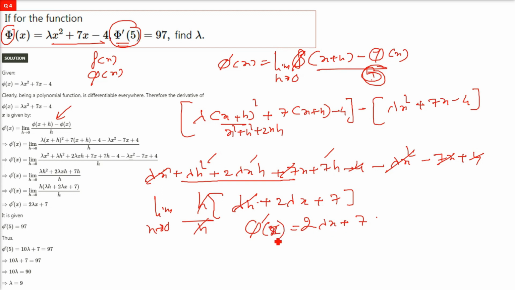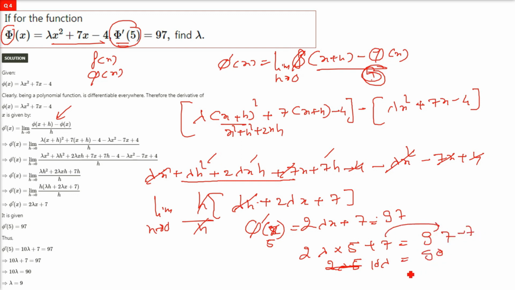So phi dash 5 is 2 into lambda, in place of x write 5, plus 7 is equal to 97. This is going to be 10 lambda plus 7. 10 lambda plus 7 is equal to 97. Taking 7 on the right hand side, it is going to be 90. So lambda is going to be 90 by 10, that is 9. Lambda is 9. This is your answer.